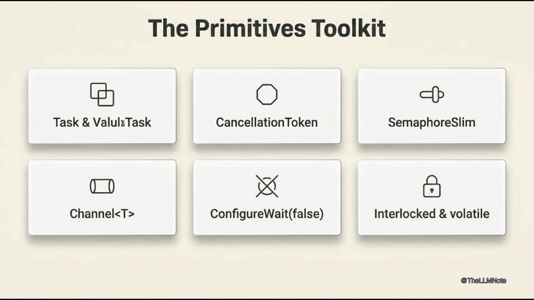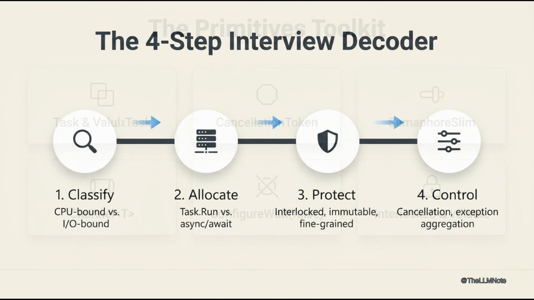Each primitive solves a specific concurrency dimension. Composition unlocks complex interview scenarios. These building blocks are the language of .NET concurrency. Fluency reduces cognitive load. Mastery of the toolkit eliminates hesitation. Think about this for a second.